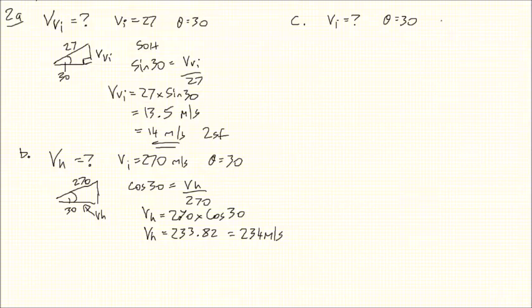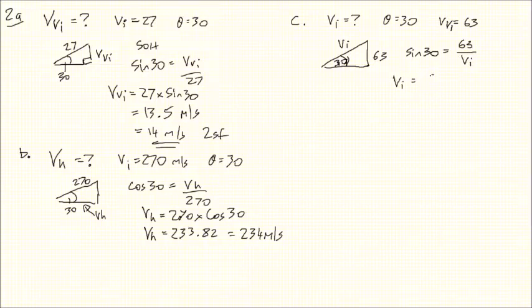Question C, what is the initial speed of an object that was launched at an angle of 30 degrees and had an initial vertical velocity of 63? So this is a kind of backwards calculation. Here's the angle, 30 in the corner. I'm going to always draw this triangle just to make it straight so we can really see what's going on. So this time we have the opposite side, but we want the hypotenuse. So SOH again, sine 30 equals 63 over VI.